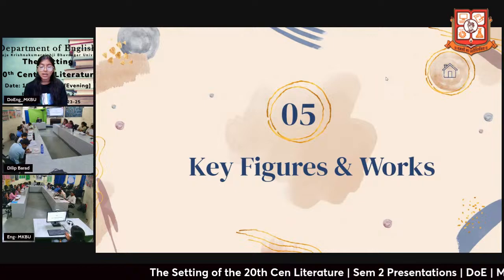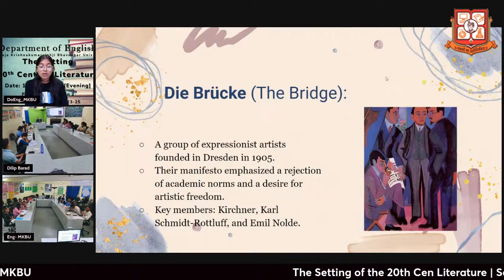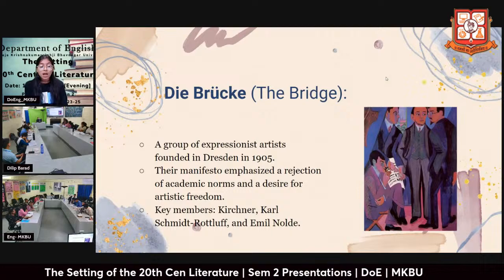First one is Die Brücke, The Bridge, a group of Expressionist artists founded in Dresden in 1905. Their manifesto emphasized a rejection of academic norms and a desire for artistic freedom. Key members are Kirchner, Karl Schmidt-Rottluff, and Emil Nolde.